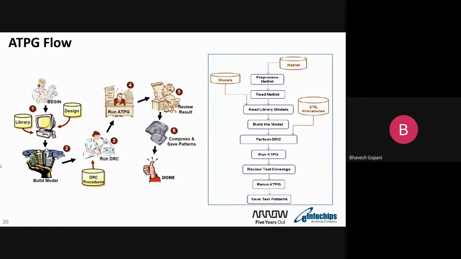Now here in the build model, certain DRCs also need to be checked. Certain DRCs occur. A few of the DRCs we need to fix, and a few of the DRCs we can actually waive, so we can go further from there.